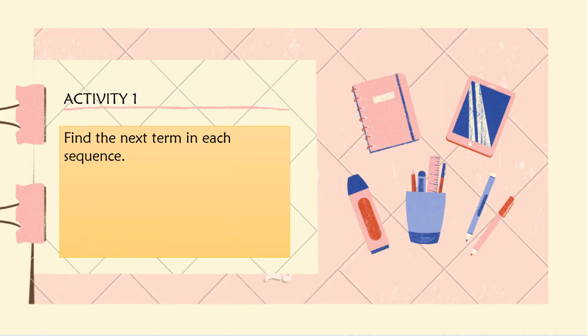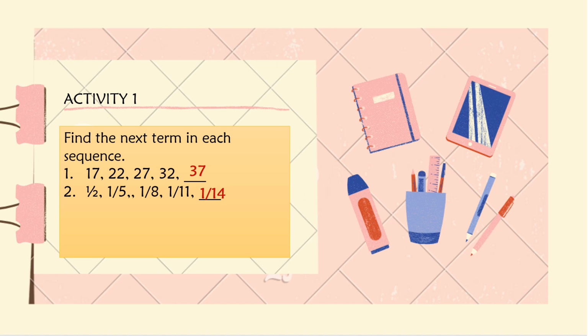So let's have our first activity. Find the next term in each sequence. Okay, so we have 17, 22, 27, 32. Based on the given pattern, what do you think is the next term in the sequence in number 1? If your answer is 37, very good. Next, we have 1/2, 1/5, 1/8, and 1/11. What do you think is the next term? Very good. That is 1 over 14.